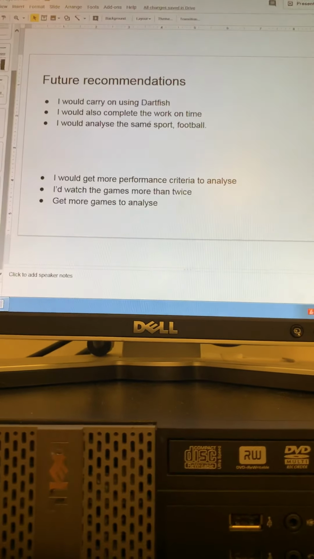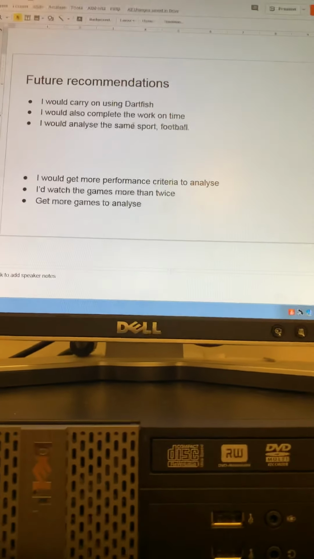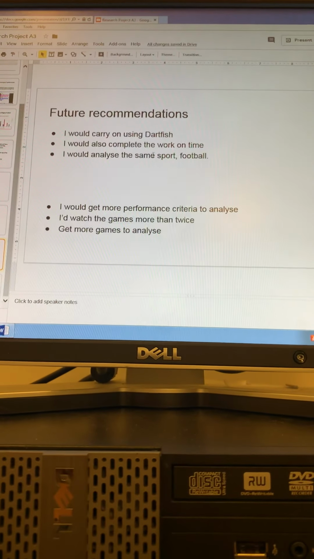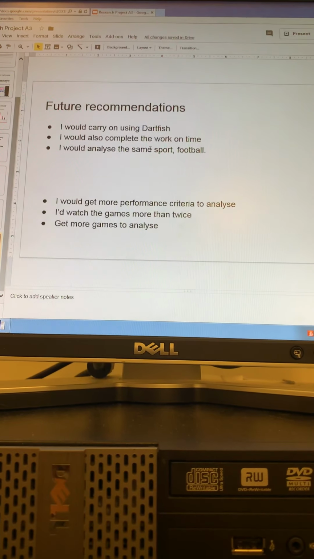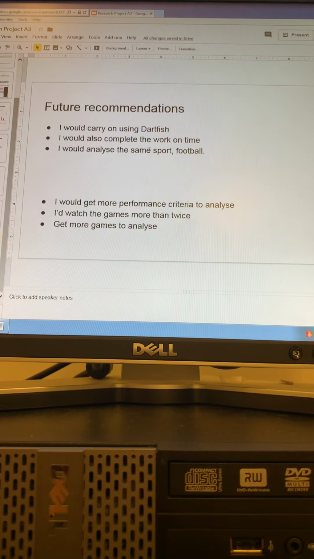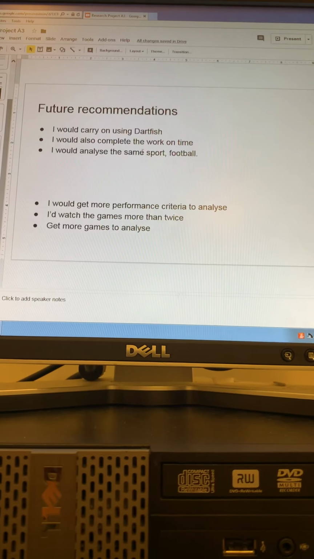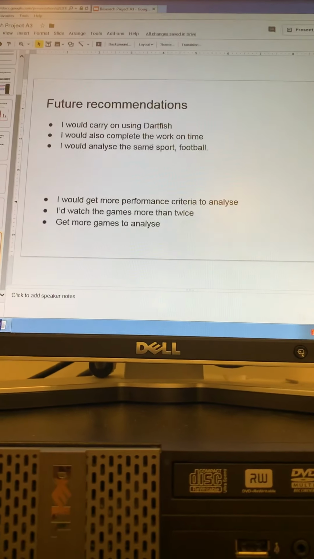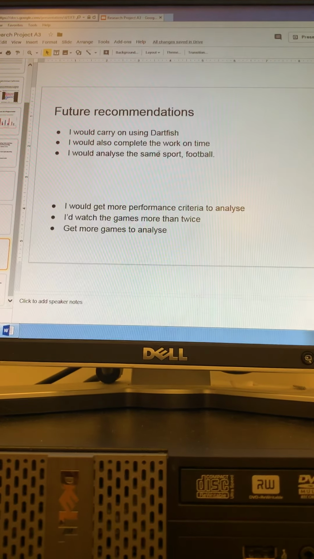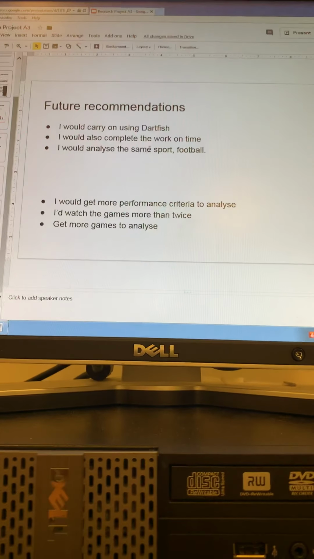Also, I'd carry on to complete the work on time. As I said, creating it on time allowed me to go back and watch it again, making my results more accurate. I'd also analyse the same sport, football, because this was a sport I know very well, so it would have made my results a lot more accurate, as I was very well known to the sport.